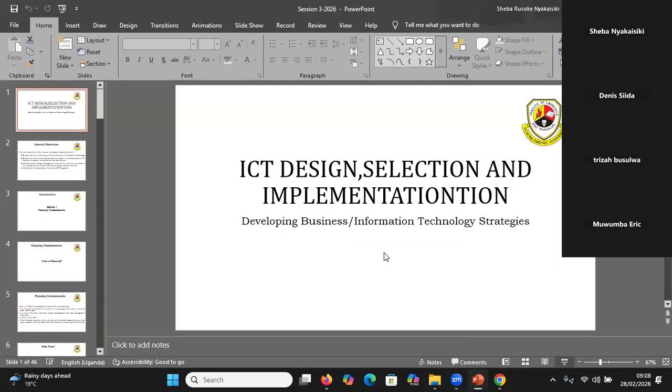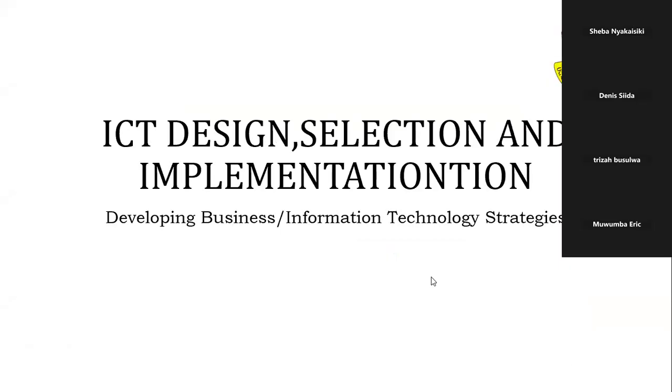Okay, so let us begin our third session in ICT design. And today we want to look at developing business/information technology strategies. This must be a topic that is quite familiar to all of us. It's nothing new.